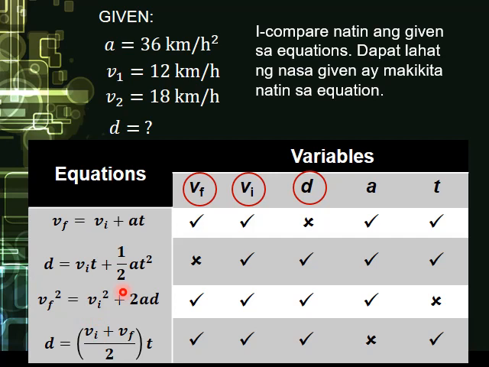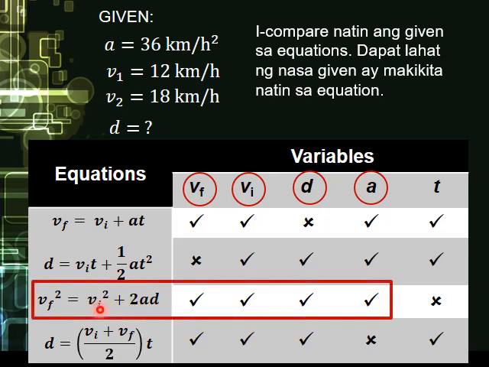And then finally, we will look for a, kasi given yung acceleration dito. Sa dalawang to, ang merong a lang ay itong pangatlo. Ibig sabihin, ito yung equation na gagamitin natin. Again, tingnan nyo, lahat ito may check, so it falls under this equation.